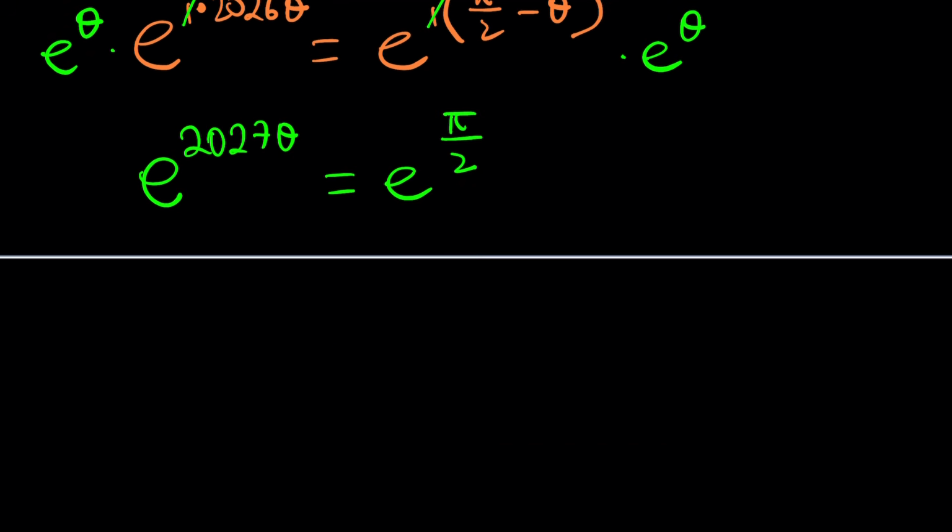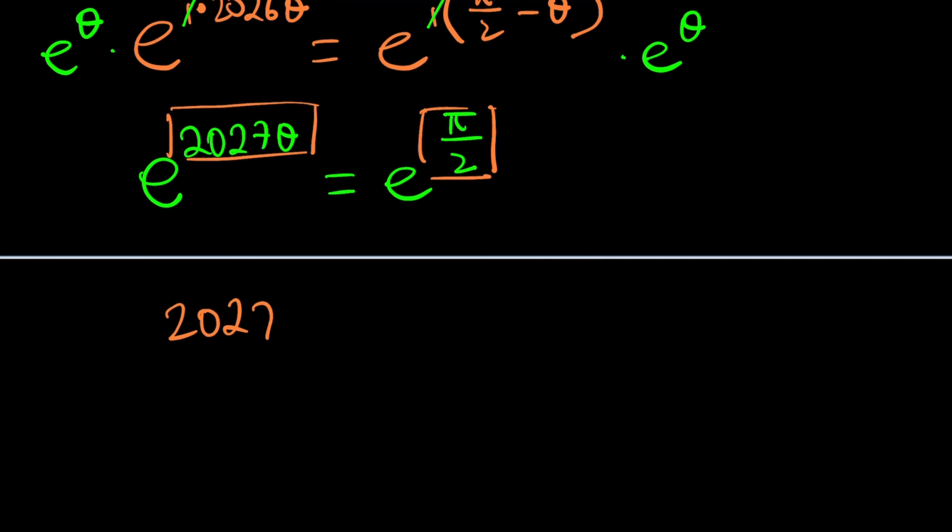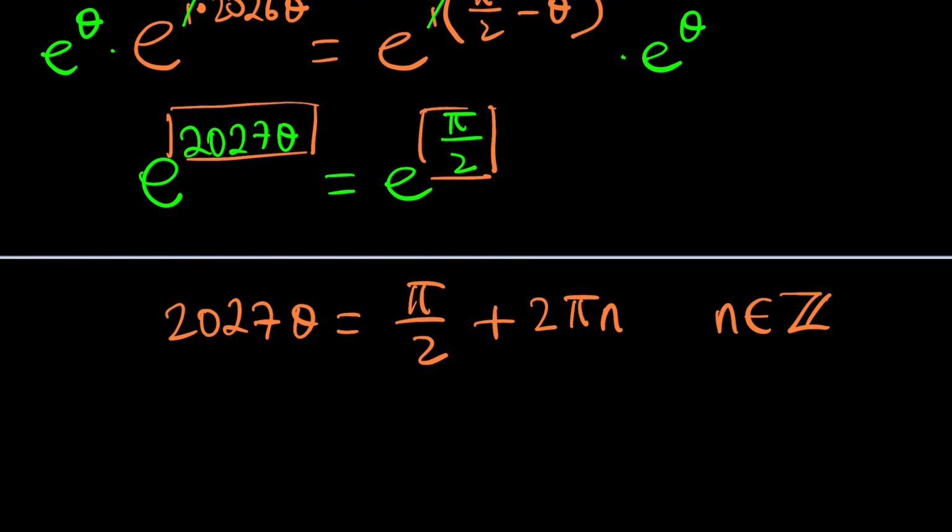So basically, setting the exponents equal to each other, but consider the fact that these are equivalent modulo 2 pi. So it's going to be like this. 2027 theta is equal to pi over 2, but you're allowed to add multiples of 2 pi, because with sine, cosine, whatever you do with those numbers, you're always going to get to the same angle. Even if you don't, it's going to give you full rotations, basically. So I'm going to write 2 pi n, where n is an integer, could be negative or positive. So far, so good? Great.